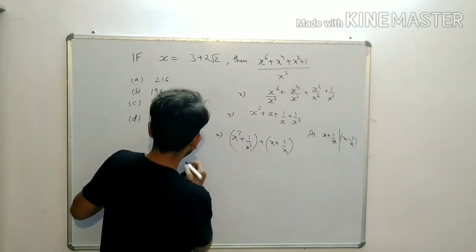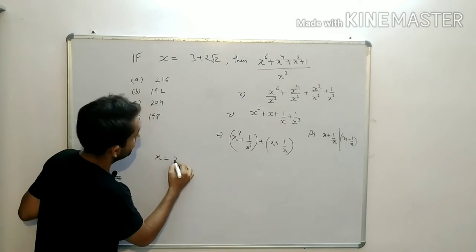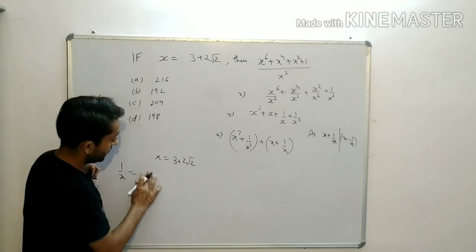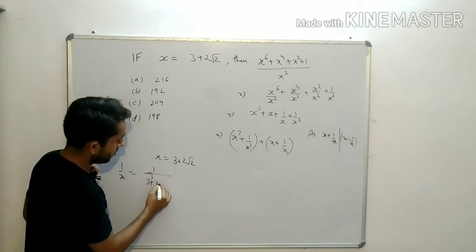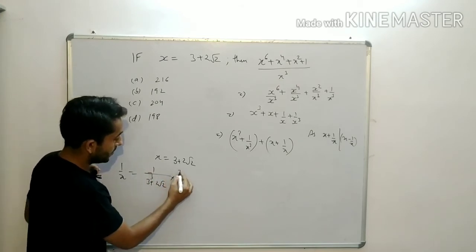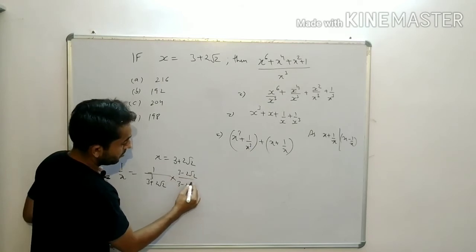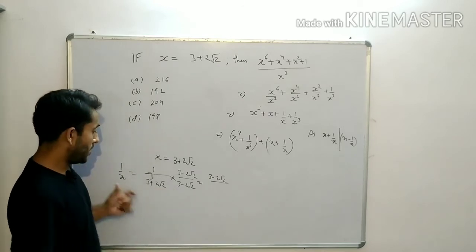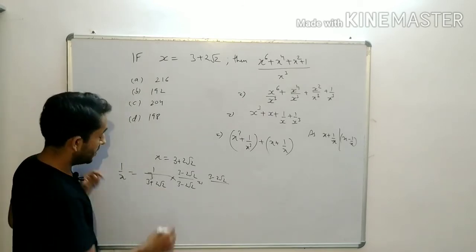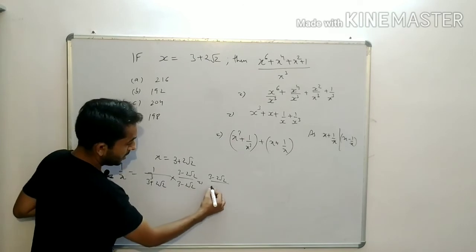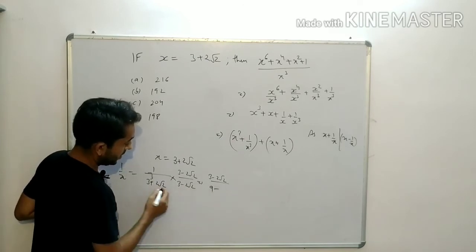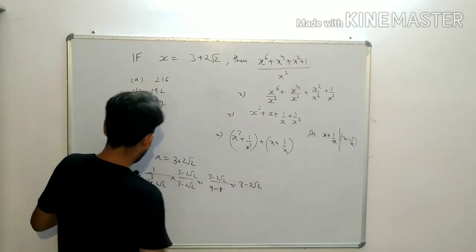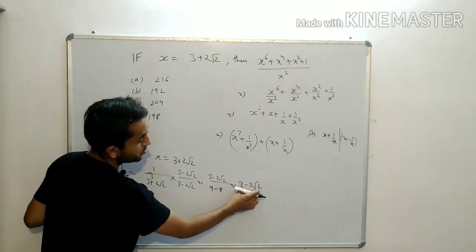So if x equal to 3 plus 2 root 2, then 1 by x equal to 1 upon 3 plus 2 root 2. Just rationalize it. Multiply by 3 minus 2 root 2 in numerator and denominator, it becomes 3 minus 2 root 2. We apply formula a plus b, a minus b, that is a square minus b square. A square, that is 9, minus b square, 8. So 1 by x equal to 3 minus 2 root 2.